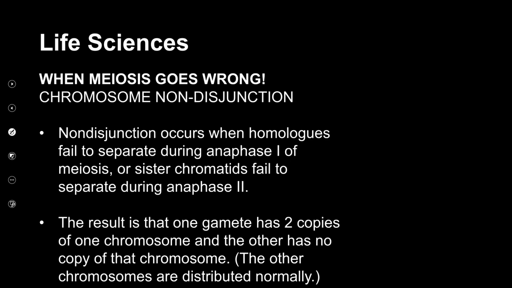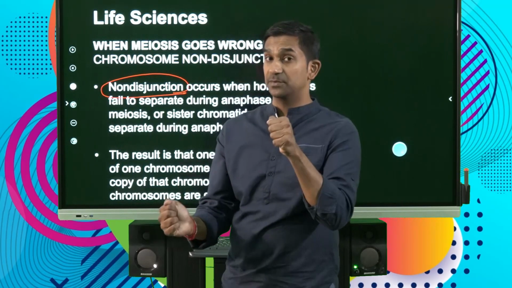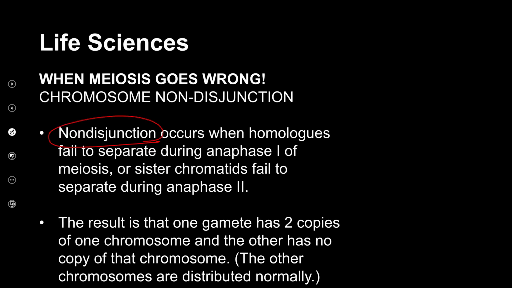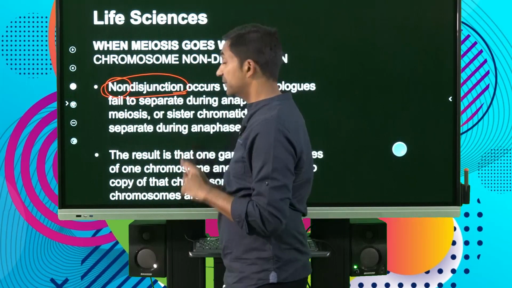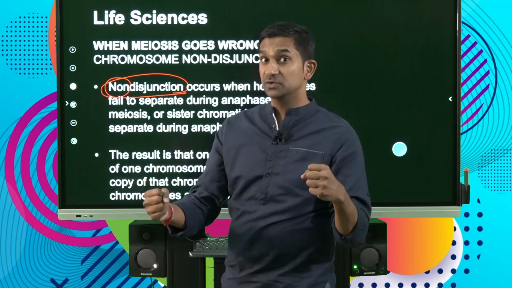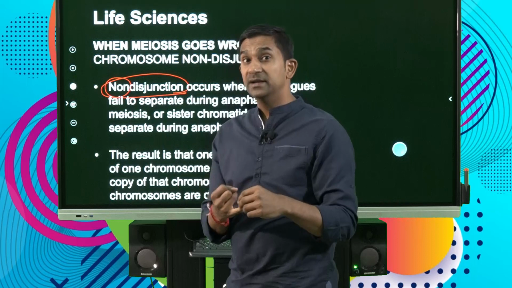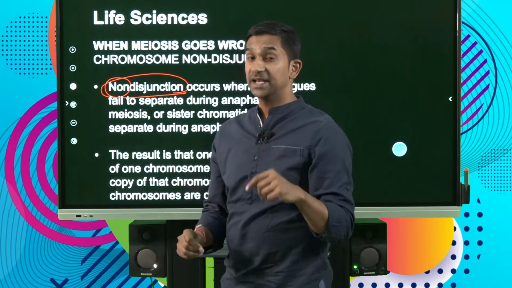So there's an important concept that we need to recognize: non-disjunction. The word disjunction refers to separation. The concept of non-disjunction refers to when separation does not occur. So it's important that we recognize that separation, or disjunction, of chromosomes normally occurs in anaphase 1 as well as in anaphase 2, where the chromatids move apart.